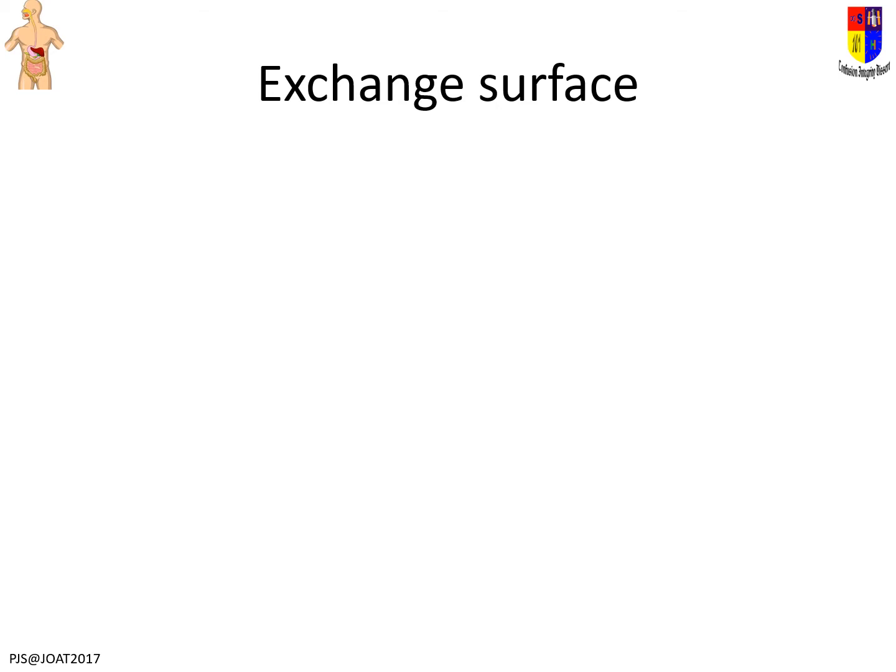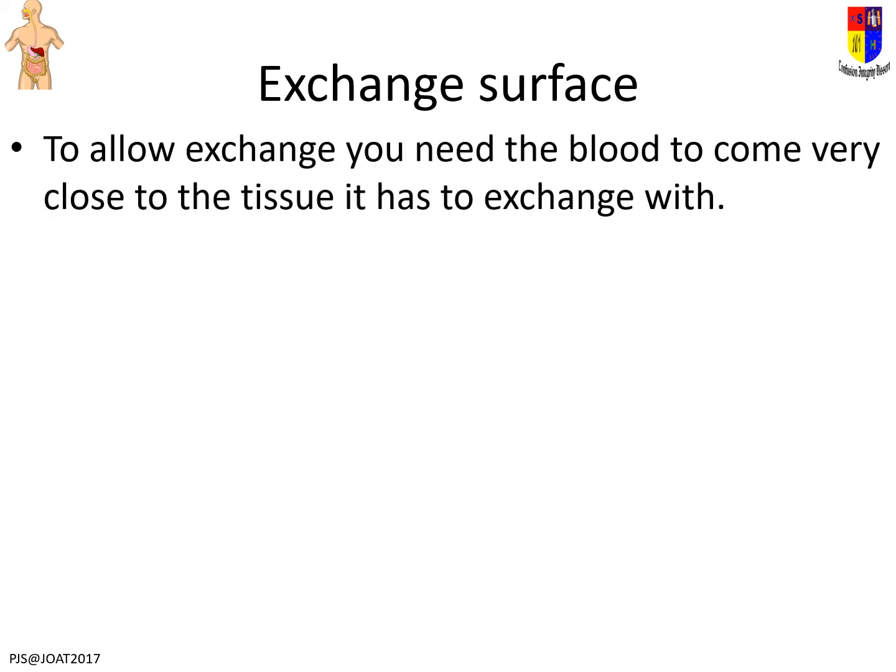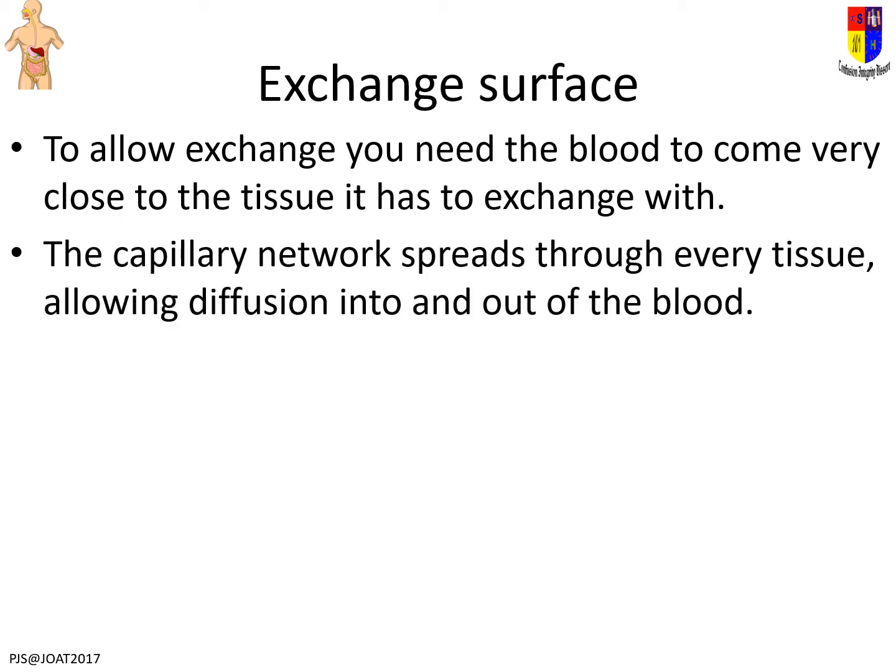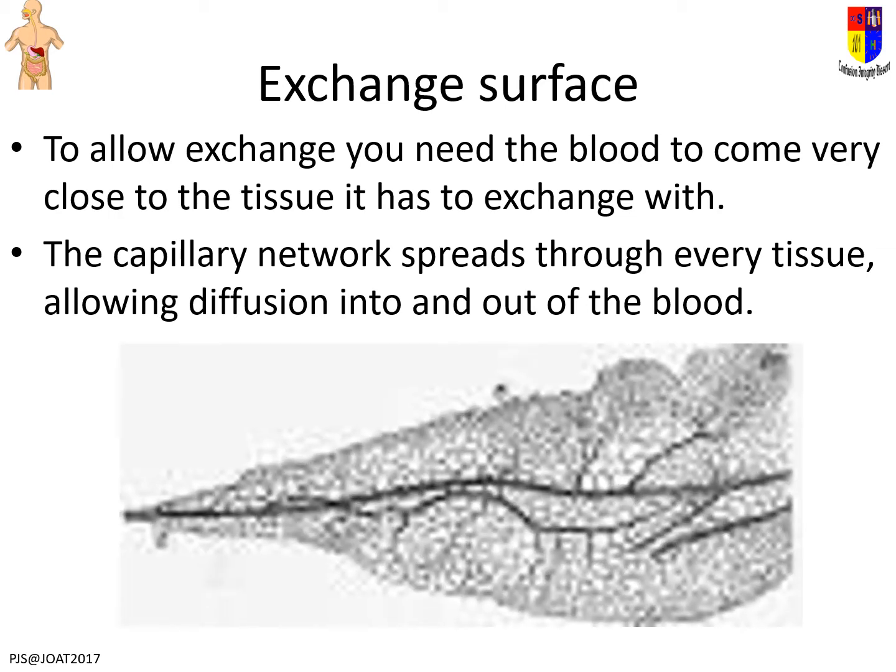So what do we mean by an exchange surface? An exchange surface is somewhere where the blood is close enough to the tissue that it needs to exchange with. That means like the body cells. So you should already know what this one is. Our main exchange surface that we're talking about is the capillary network, because it spreads through every tissue and it's close enough that you can get diffusion into and out of the blood.